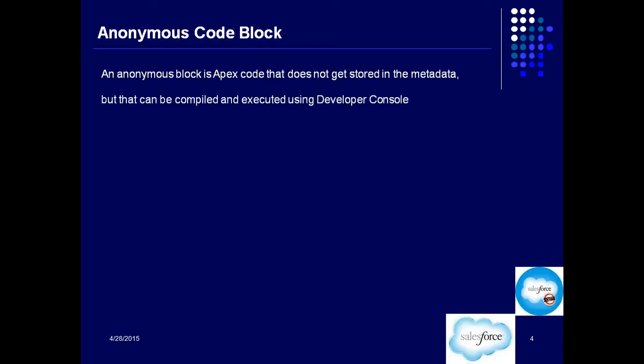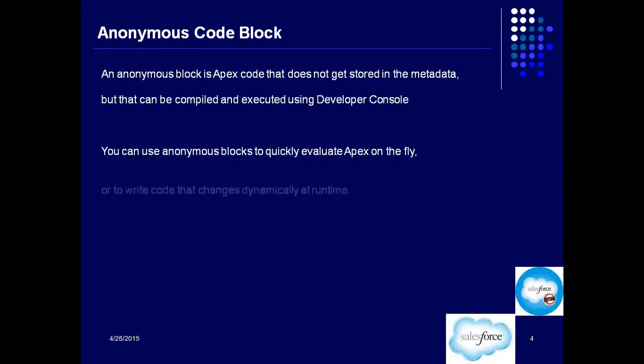There is a developer console available. I'll show you this developer console. So you can use developer console to execute the anonymous code block of Apex. You can use anonymous code blocks to quickly evaluate Apex on the fly. So if you just want to quickly check whether that particular two-liner Apex is working or not, you can check Apex on the fly.